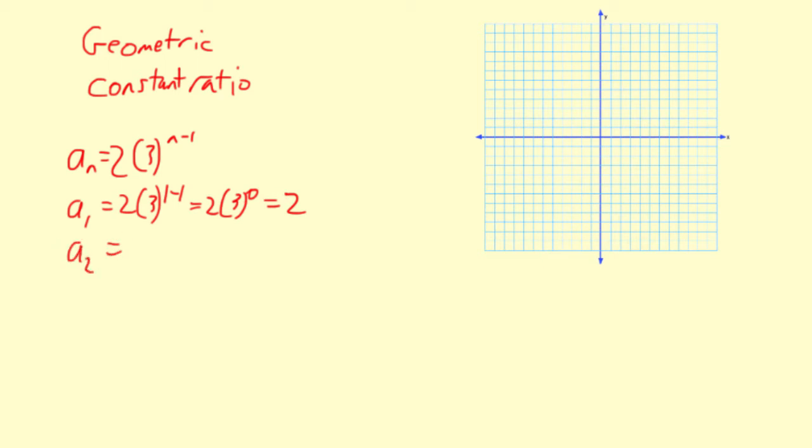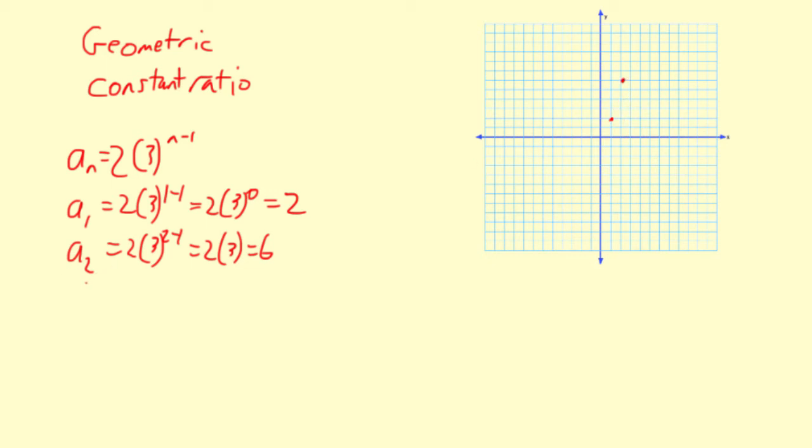A2, 2 times 3 to the 2 minus 1. 2 minus 1 is 1, so that's 2 times 3, which is 6. So the second term is 6. So let me plot those points. So 1, 2 is right there. 2, 6.